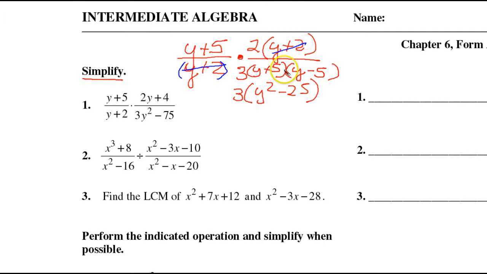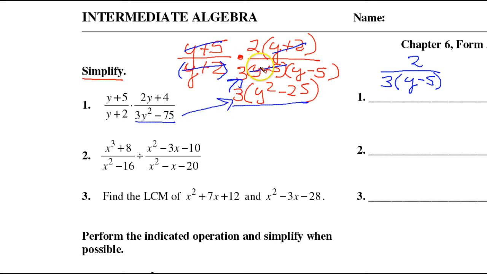This and this, this and this. So on the top, I'm left with a 2. And on the bottom, I'm left with a 3 times y minus 5. And this is the preferred way of leaving it. This, remember, is just an intermediate step from this to this to this.